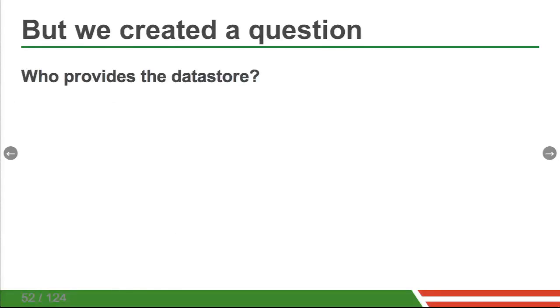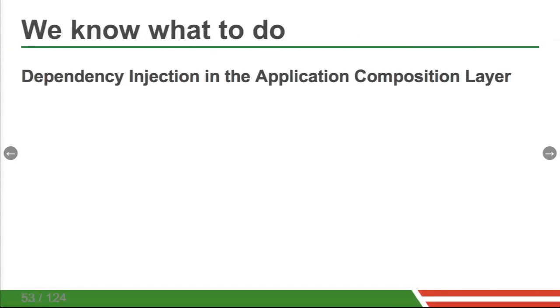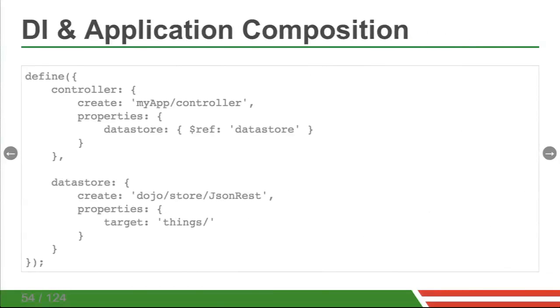All right, but when we put this all back together into a running application, where does the data store come from, right? And your Spring brain goes, boom, dependency injection. I'm going to write some XML. I'm going to instantiate some sort of data store, and I'm going to inject it into my controller. Yes, you're right. You're absolutely right. So that's what we're going to do.